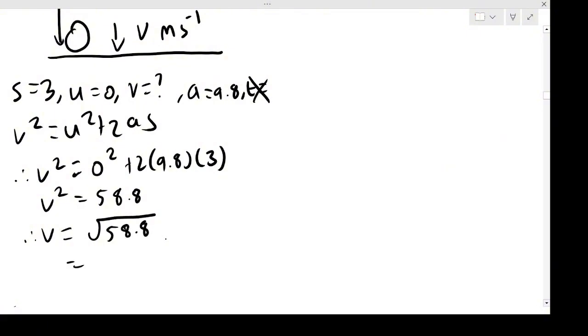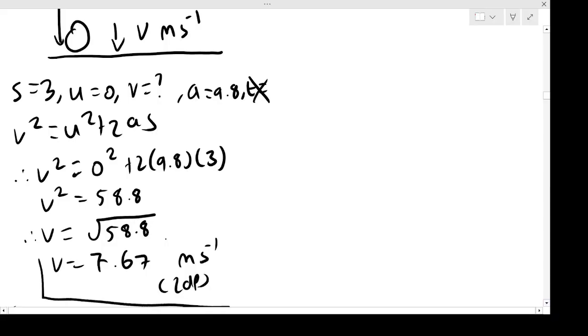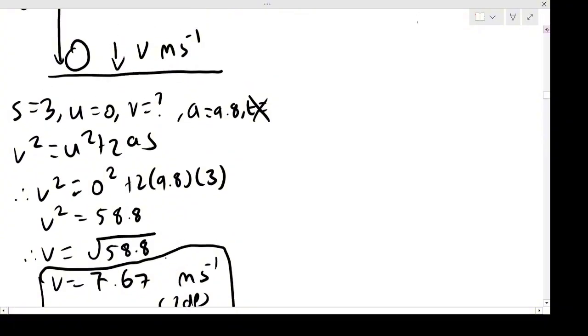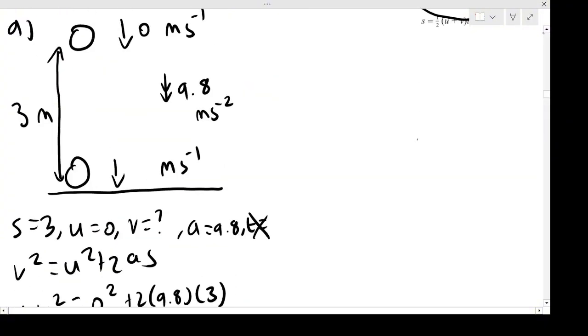And that will be 7.67 to 2 decimal places, and there we are. That is my final speed, or in other words, the speed as it hits the ground. So v here is 7.67.